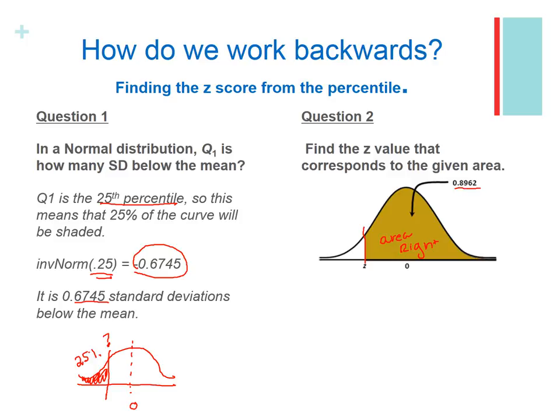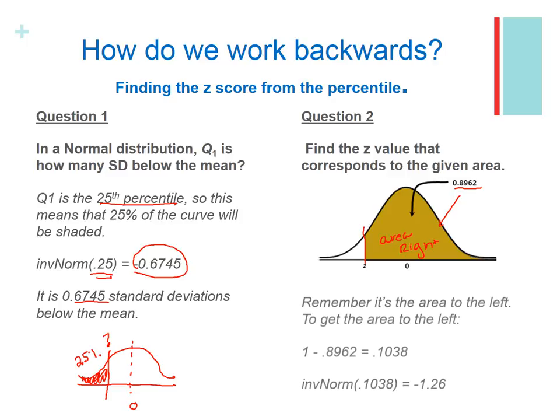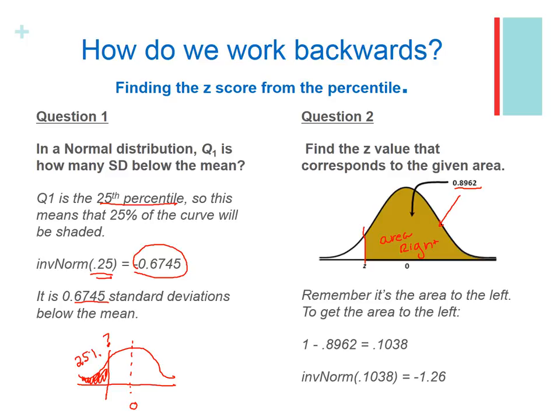So if I type in 0.8962, that's going to give me the area to the left. I don't want the area to the left. I want this specific z-score right here. So when I type in inverse norm, I need to make sure that the area is to the left of my z-score, not the right. Right here, the area that I'm given is the area to the right of the z-score, not the area to the left of the z-score.